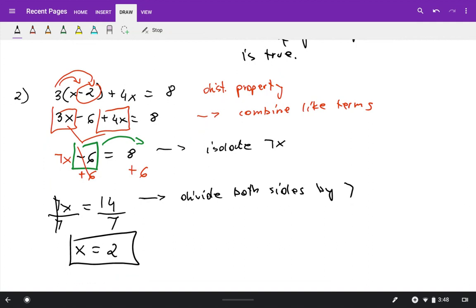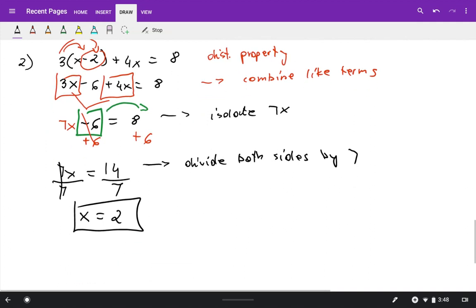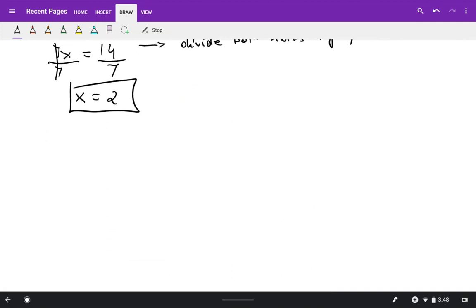I will solve one more, and then maybe we'll solve one with... and I think we'll be able to move on to a different type of equation. So let's just do one more. Example 3. Let's practice solving.